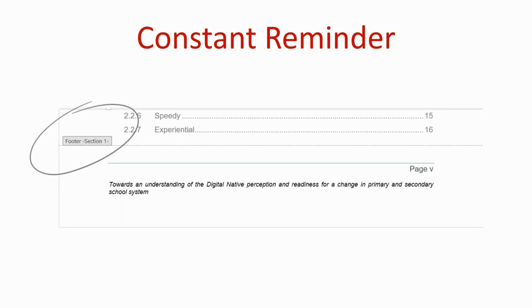The first step in doing so is to create a constant reminder of the purpose of your study. The easiest way to do so is to place your title in the footer of your dissertation or thesis. This means it will appear on every page in your document and will always be visible to you as you write. Having this constant reminder will help you stay on topic.